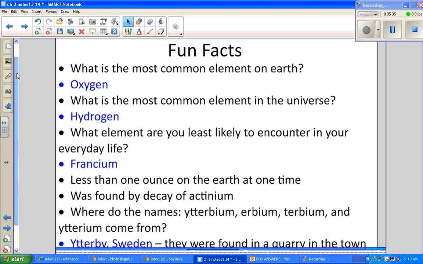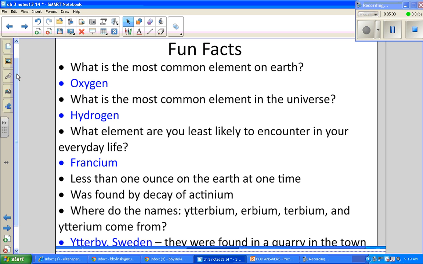Okay, and we finish with just some fun facts about the elements because I enjoy telling you this. Most common element on Earth is oxygen. You were tested on that in the last chapter. The most common element in the universe would be hydrogen. You're least likely to encounter francium. There's less than an ounce of it on the Earth at any one time. It comes from the decay of another element and it's pretty dangerous.